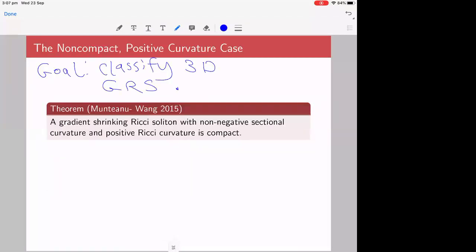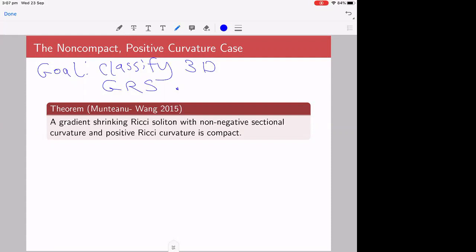All right, so recall what we're going to be spending most of today proving is this Munteanu-Wang result. This is not in 3D, this is actually true in all dimensions. If you've got a gradient shrinking Ricci soliton where the sectional curvature is non-negative and the Ricci curvature is positive everywhere, then this has to be compact.